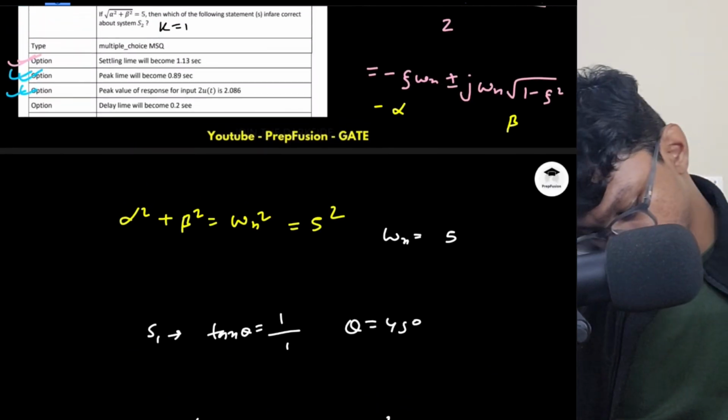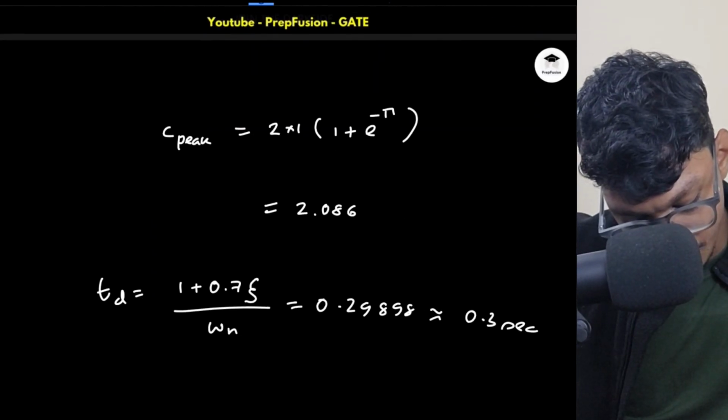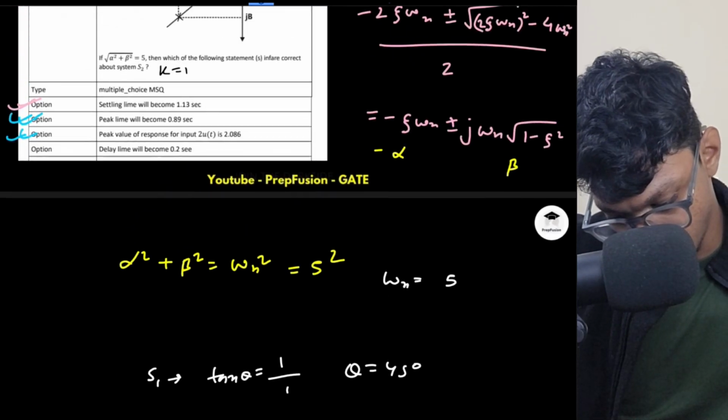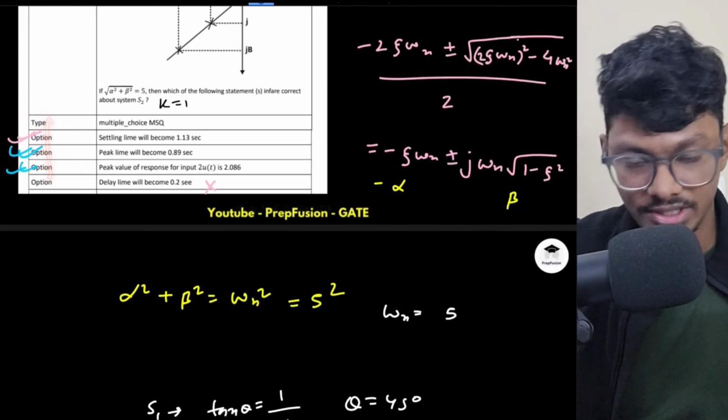The option says 0.2 seconds, but I got my delay time to be 0.3 seconds. So this is the wrong option. This will not be the correct answer. So A, B, C will be the correct answers of this question.